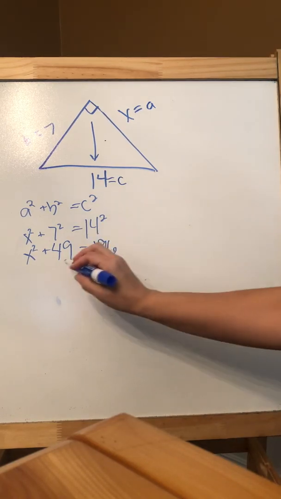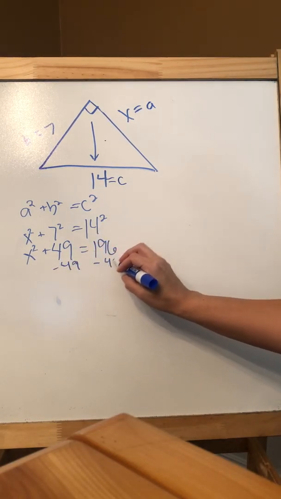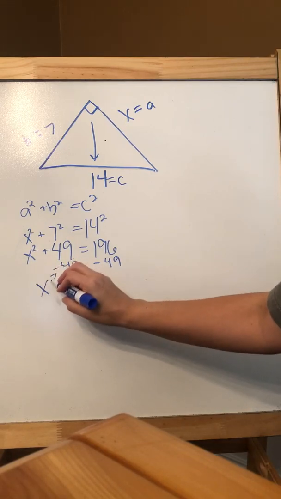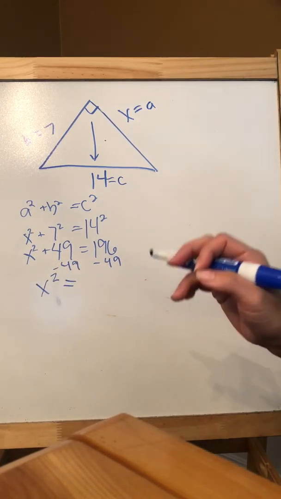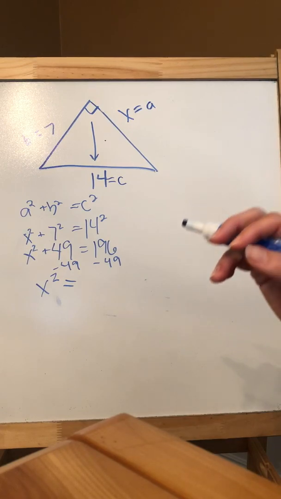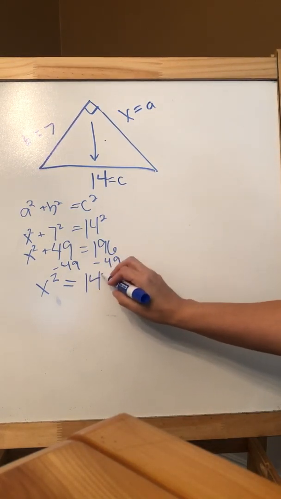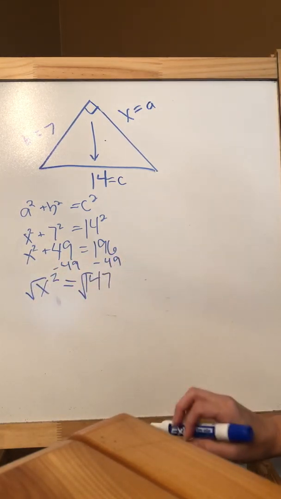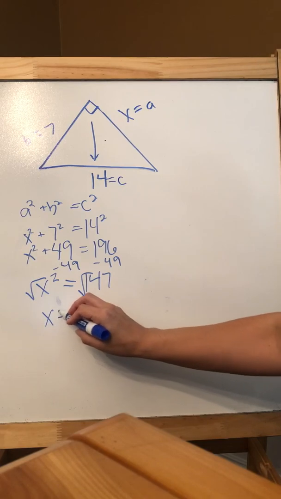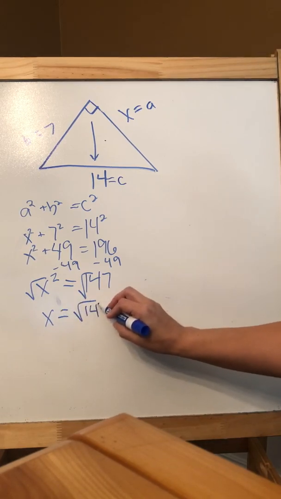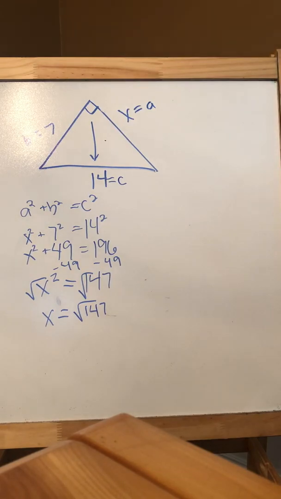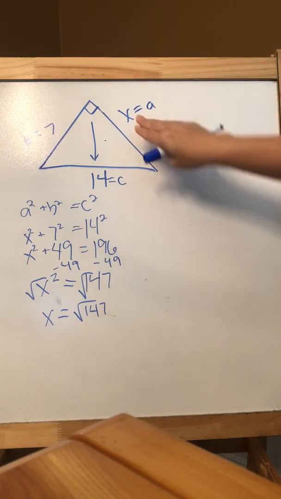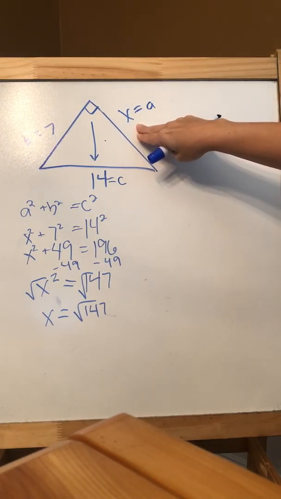All right, so now we're going to subtract 49 from each side to get the variable by itself. So x squared is going to equal 147. All right, we need to get rid of this exponent, so we're going to take the square root of both sides. So we have x equals the square root of 147. Now, the directions for this problem do not say estimate x. So it says find the exact value for x.